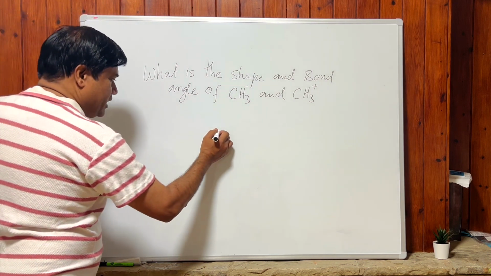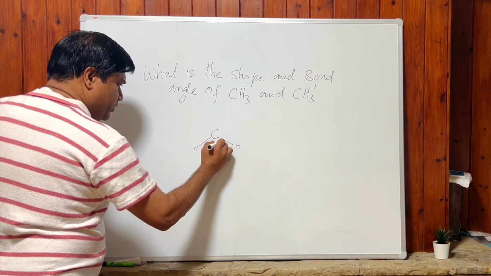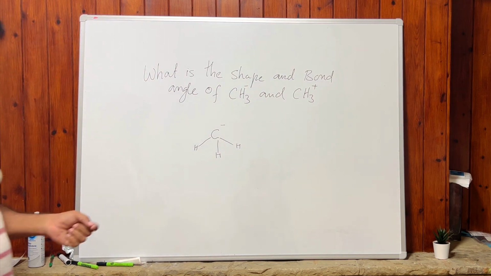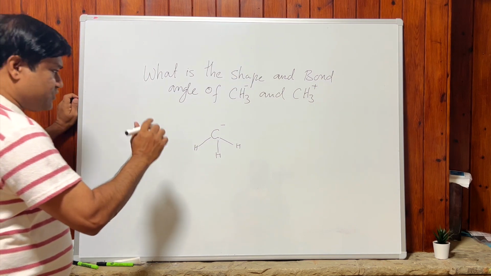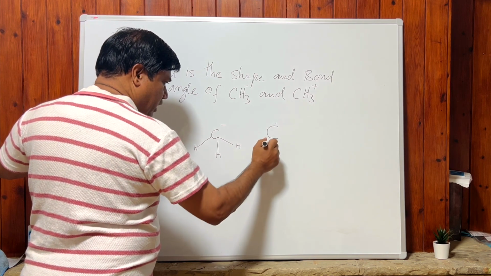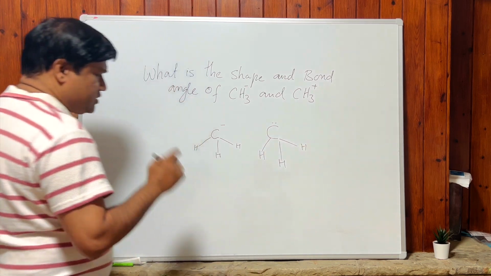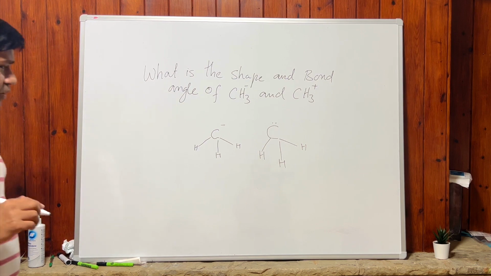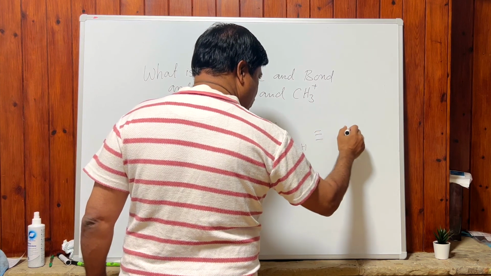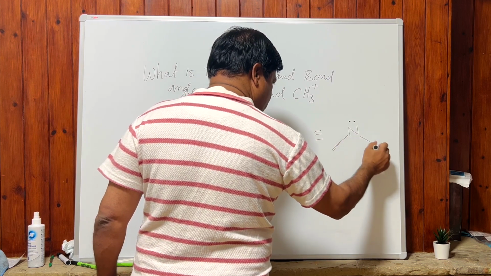Look at the CH3 minus ion. Carbon makes three bonds with hydrogen and has a negative charge. I told you just now, a negative charge is nothing but a pair of electrons. So you assume that there is a pair of electrons. Now look at that. Carbon has three bonded pairs of electrons and one lone pair. It quite resembles ammonia, guys. It has one lone pair and three bonded pairs of electrons.